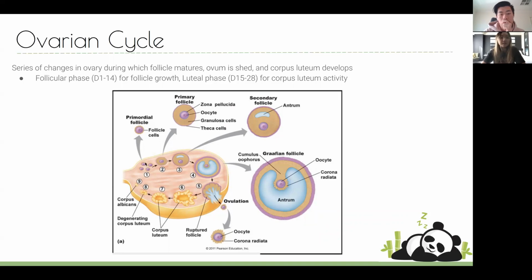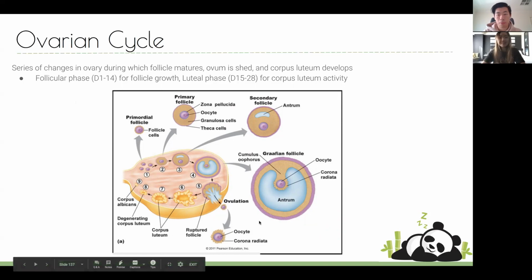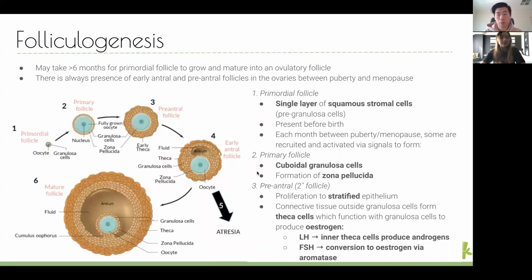You have the follicular phase in day 1 to 14, which is the first half, easy to remember, and that's also because you have the follicle, so easy to remember again. And then you have the luteal phase because of the corpus luteum in the second half of the cycle. So folliculogenesis is this process where you go from a mini baby follicle to a big mature follicle.